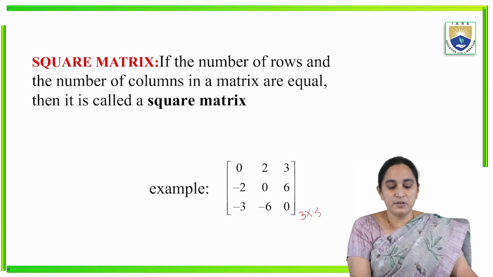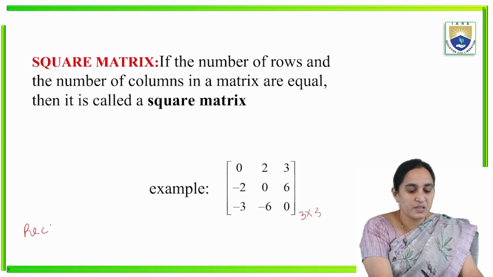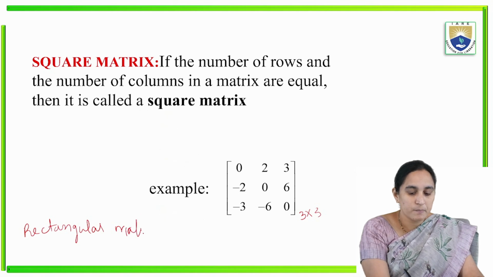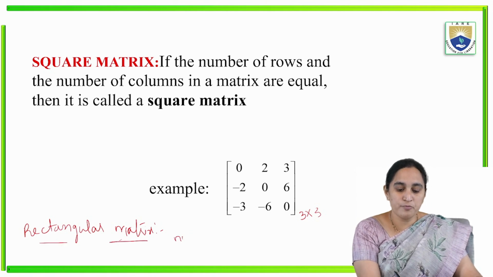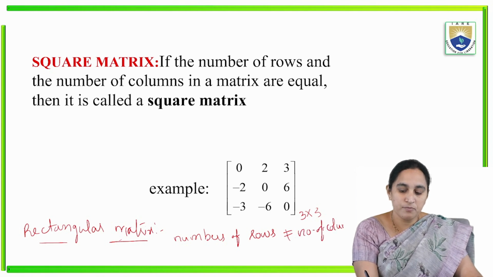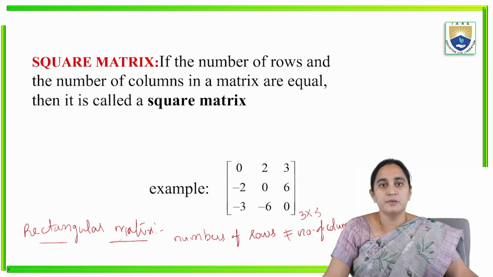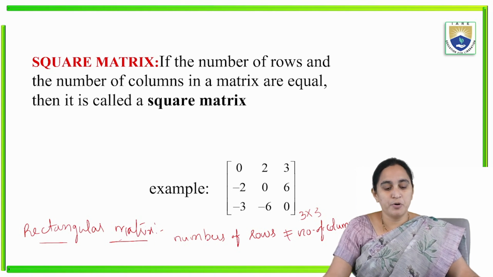Similar definition for the rectangular matrix. Rectangular matrix means, the definition is the same as the previous one, but the number of rows is not equal to the number of columns. Square matrix means rows and columns are equal. For the rectangular matrix, the number of rows is not equal to the number of columns.